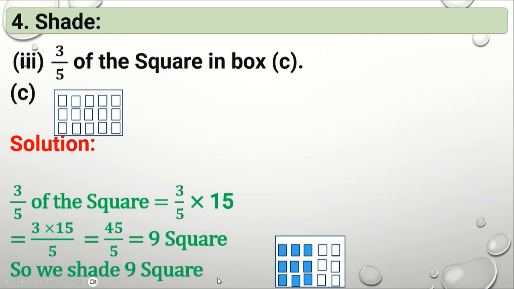Next, 3 upon 5 of the squares in box C. So we will calculate how many squares are there in the box. So 3, 1, 2, 3, 4, 5. So 3 fives are 15. 15 squares are there. So 3 upon 5 of the squares equals 3 upon 5 into 15. So 5 ones are 5, 5 threes are 15, 3 threes are 9. 9 squares we will shade.